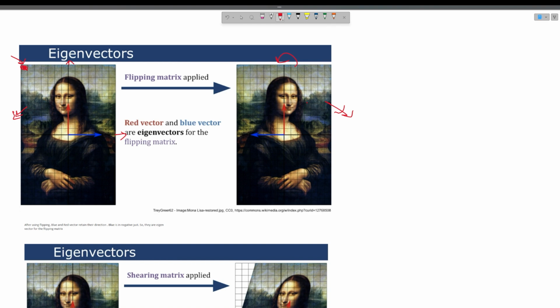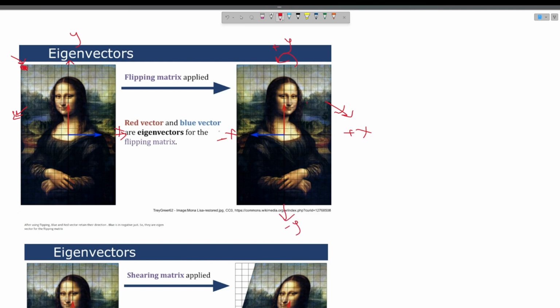After that you can see this blue vector and the red vector. The red vector was in the y-axis, right? It was in the y-axis, and after that it's still in the y-axis. The blue vector was in the x-axis, and it's still in the x-axis but in minus x. This is plus x, this is plus y, and this direction is minus y.